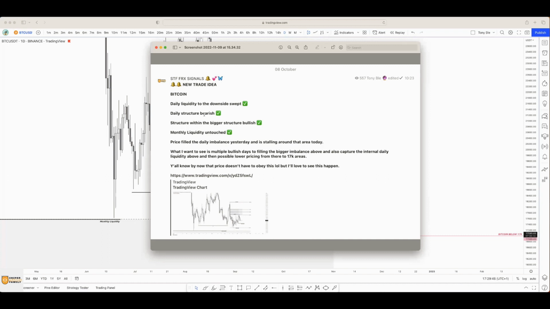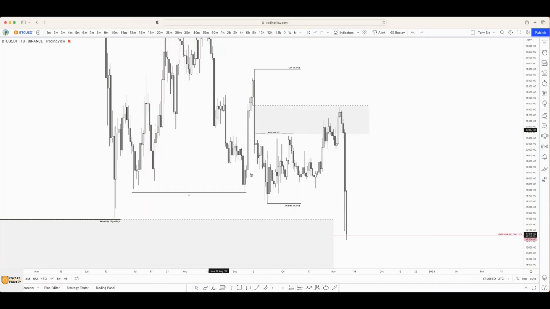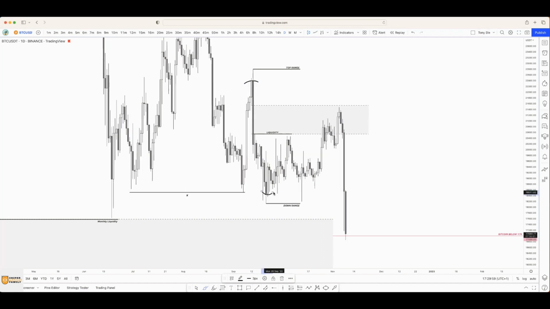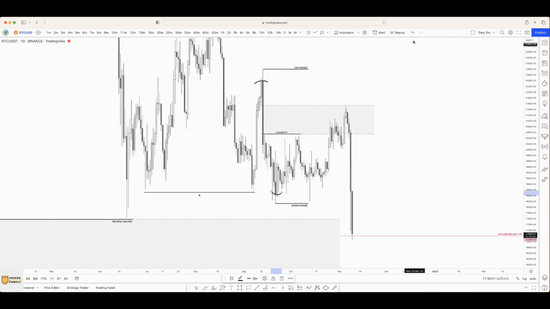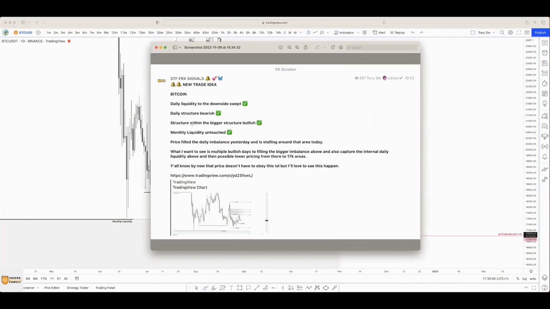Daily structure is bearish. So when I mean daily structure is bearish, look at this, right? We had this lower high in this area, and then we had this lower low. So now the daily structure to me was bearish. So I actually wrote that down. And then again, structure within the biggest structure is bullish.